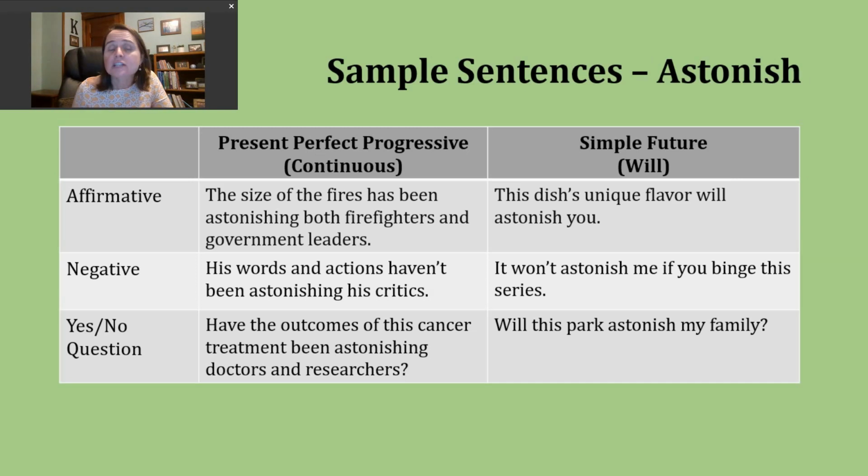Some teachers and textbooks will call this the present perfect continuous, and that is just fine. It means exactly the same thing. Here, we're talking about an action that started in the past, continues into the present, and may even continue into the future. Generally, we're focused on how long this particular action has been ongoing.